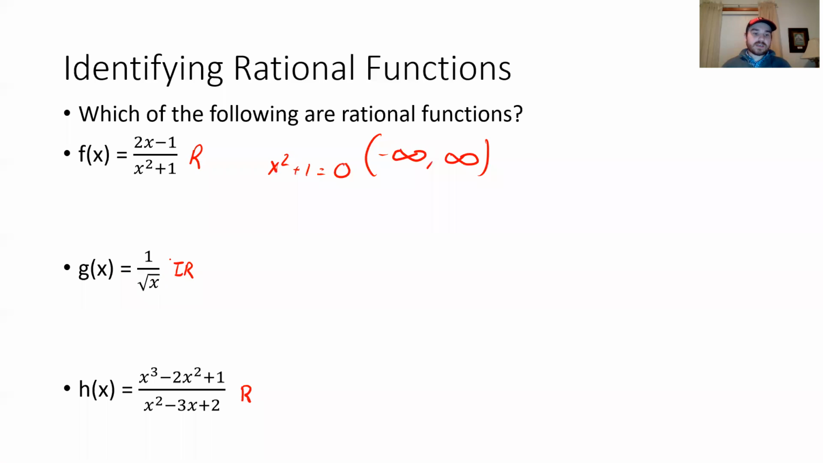For g of x, this one works a little bit differently. Because x can't be negative, and x also can't be 0, because if we have 0 on the bottom, we get the square root of 0, which is 0, and 1 over 0 is undefined. So basically, x is greater than 0 for this one, or our domain is 0 to infinity with parentheses. The last one's a little bit trickier.